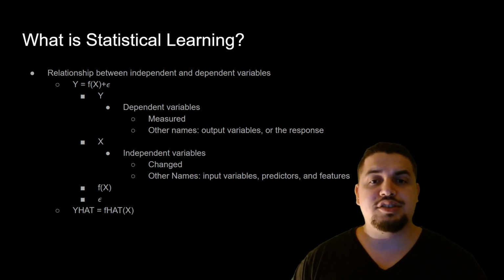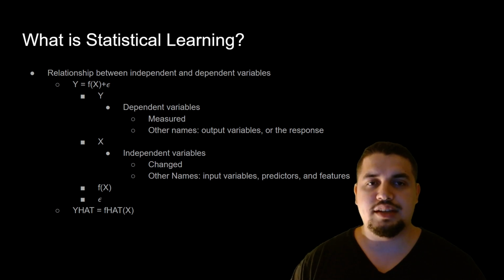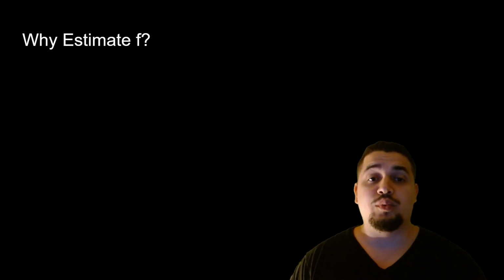To make predictions based on this relationship, we use an estimated function f hat that approximates the true function f. This estimation allows us to apply the model to new data, where the predicted response, denoted as y hat, is generated using the estimated function applied to the input variables. Y hat equals f hat of x represents the predicted value of the response variable y. We're going to focus on why we need to estimate f. There are two main reasons for estimating the function f.